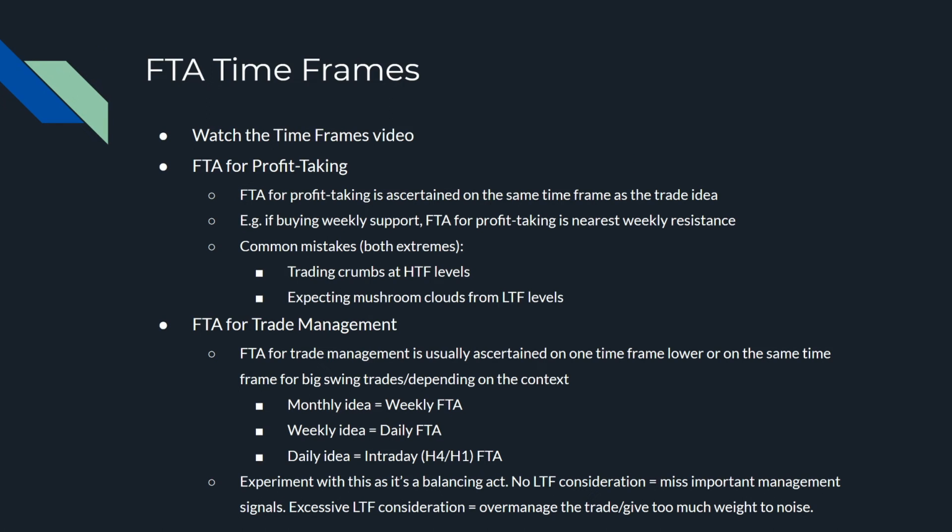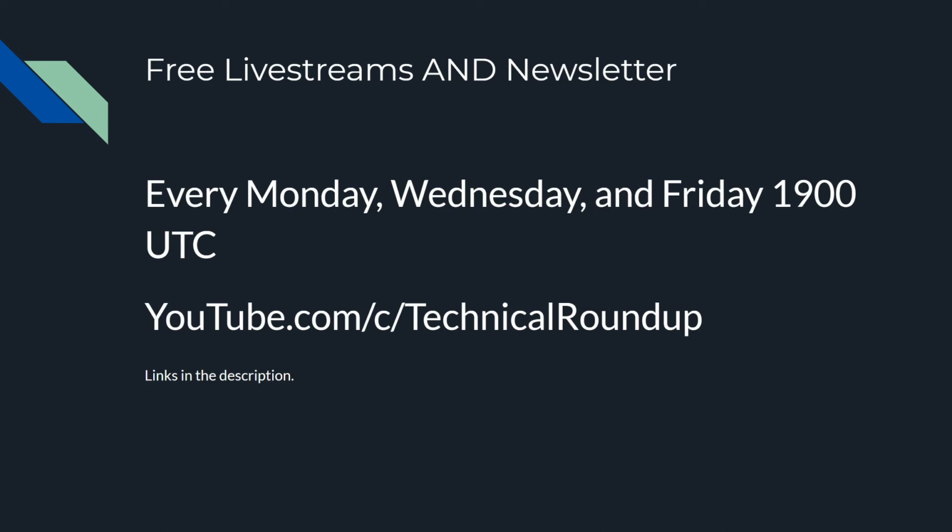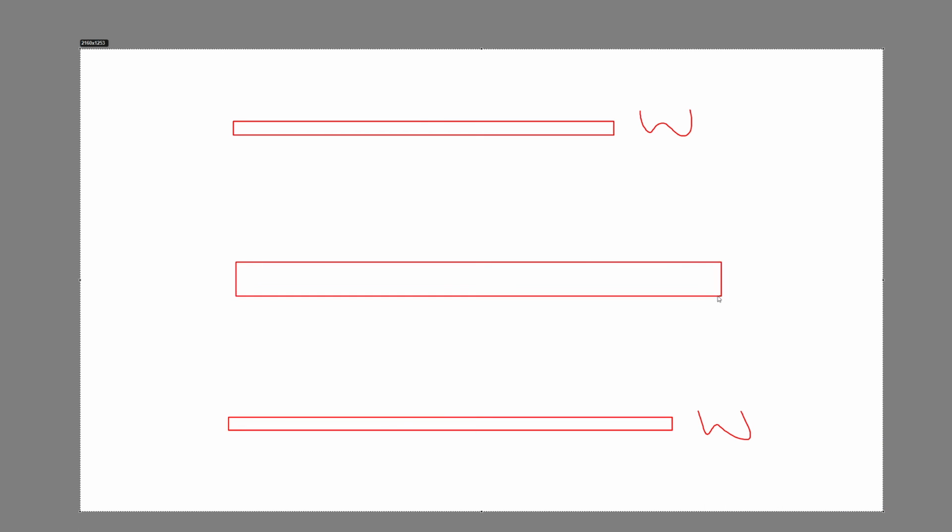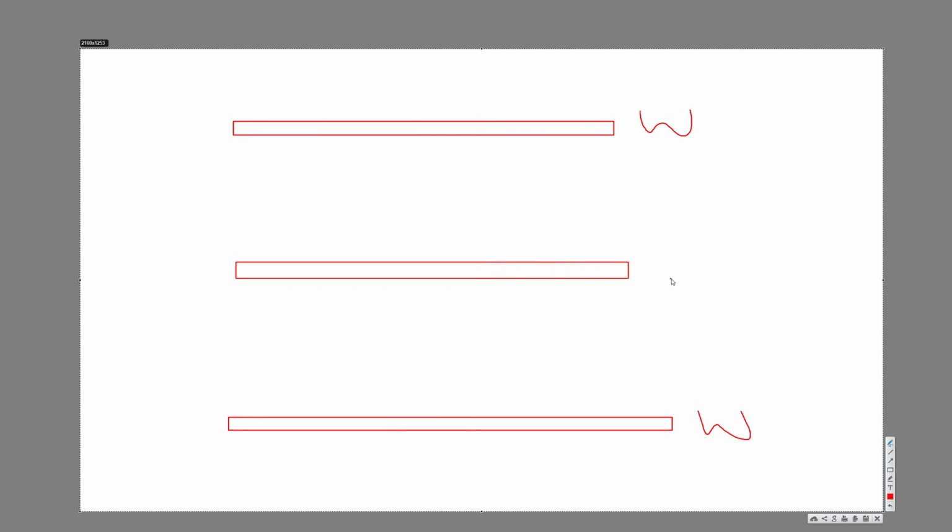Now, again, this is a framework, so you must experiment with it because it's a balancing act, right? And what are you actually balancing? Well, if you give no low time frame consideration, then you miss important management signals, right? An example of that would be something we talked about earlier. So let's say this is our weekly level, this is our weekly level, right? And there's a nice daily level, again, the model we used earlier, in the middle. Forgive me for not doing the colors.